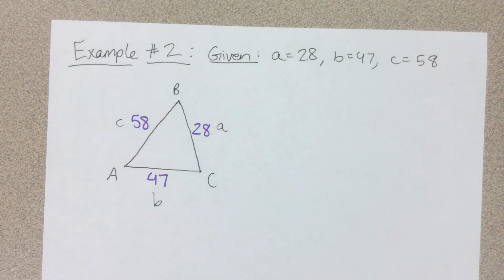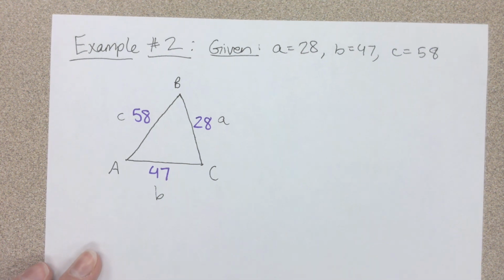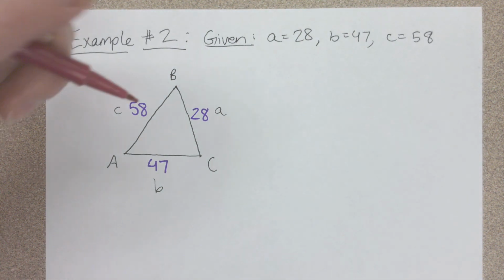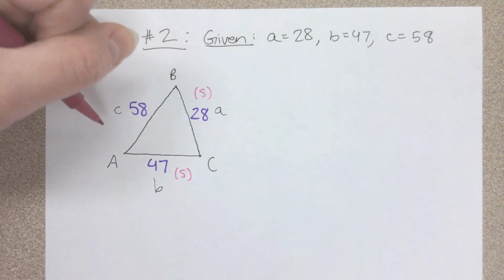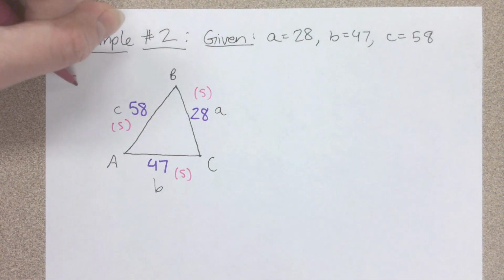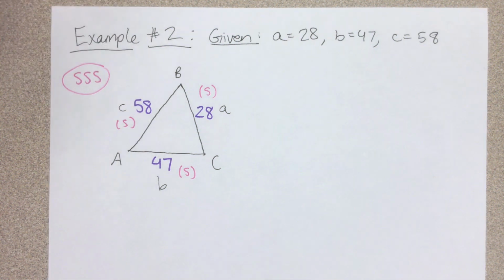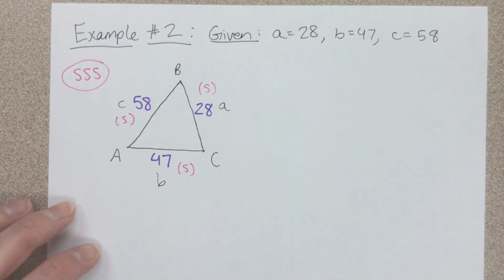Hopefully you have no trouble identifying what type of problem this is. What do we call this? Side, side, side. We have all 3 sides. No angles. If you're curious, angle, angle, angle is not a thing. We never use that. So that is the last of them.